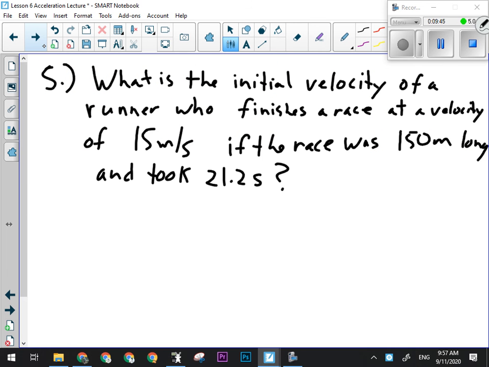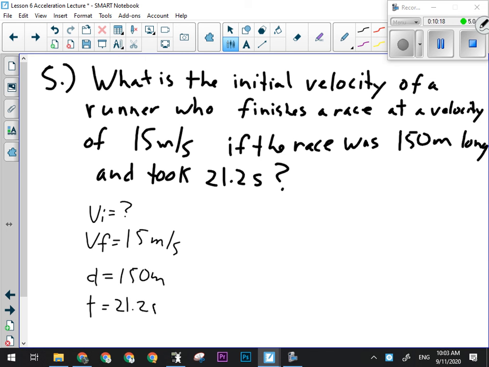For this one here, see if you can find the initial velocity of this runner who finishes a race at 15 meters per second. The race was 150 meters long, and it took 21.2 seconds. So in this one, we are looking for the initial velocity, so we're looking for VI. They tell us that VF is 15 meters per second, that the race was 150 meters long, and that it took them 21.2 seconds.